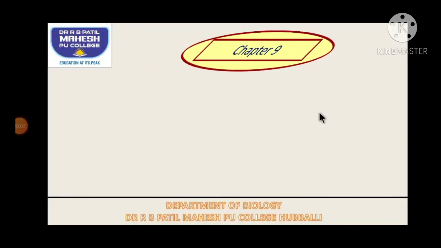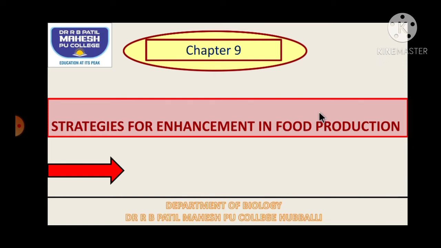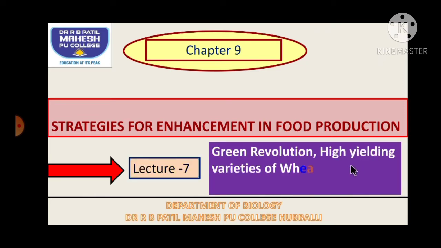Welcome back to Chapter 9, Strategies for Enhancement in Food Production. In the previous video, we discussed the steps involved in plant breeding, whereas today in this lecture 7, let's try to discuss the Green Revolution, high yielding varieties of wheat and rice.